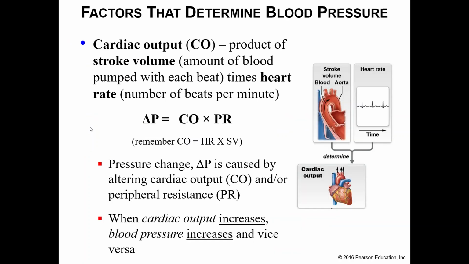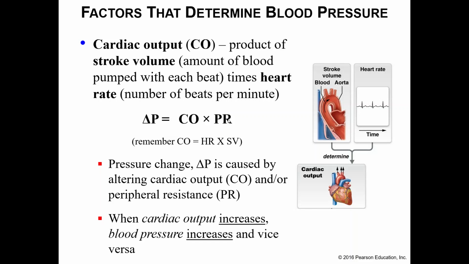Now, number 2, we mentioned your cardiac output has an effect on your blood pressure. If you remember, cardiac output was your heart rate times your stroke volume. So how quickly your heart beats times how much blood you're pumping out of your ventricles with each beat. That was your cardiac output. Your cardiac output directly affects your blood pressure, which is this delta P. We have to take your cardiac output and multiply it by your peripheral resistance.